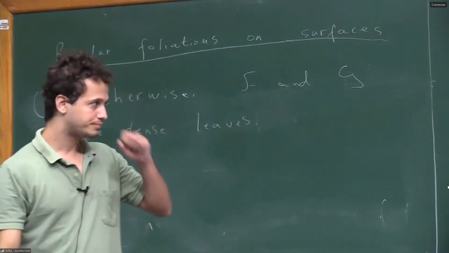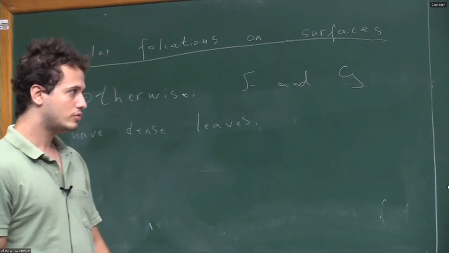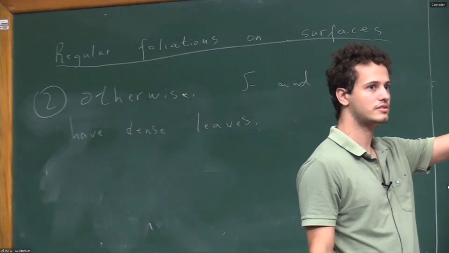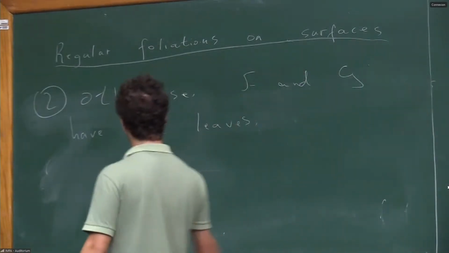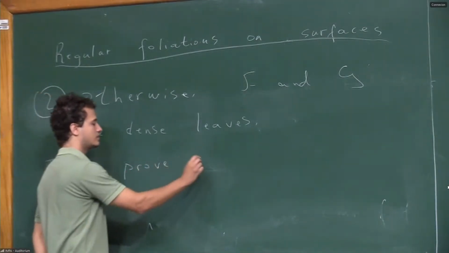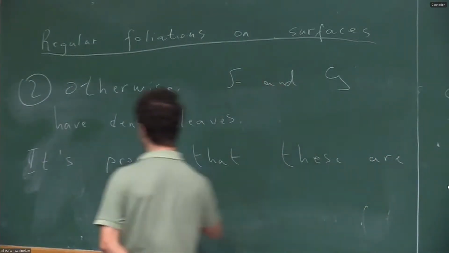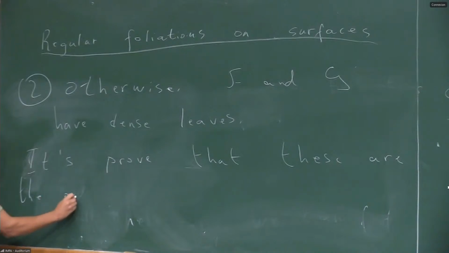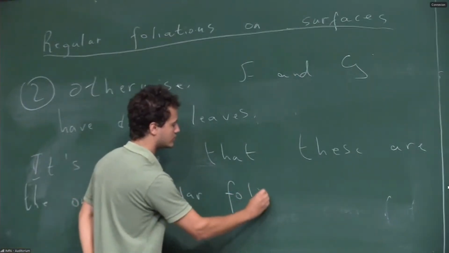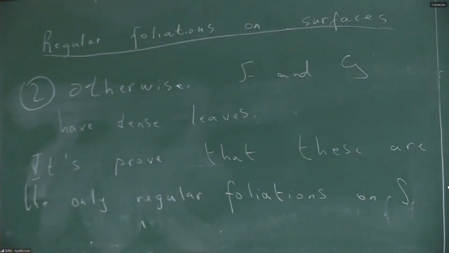Okay. And it's possible to prove that considering this S, these are the only regular foliations on S. I will not do this here. Okay, so this is more or less an idea.